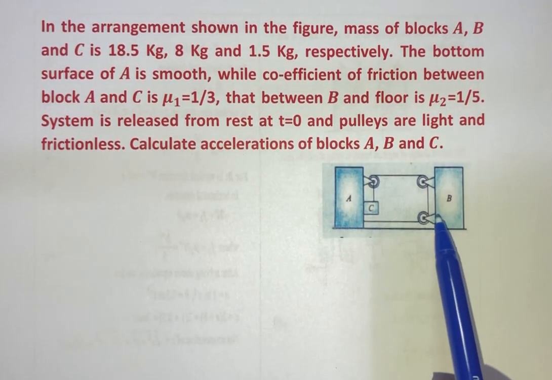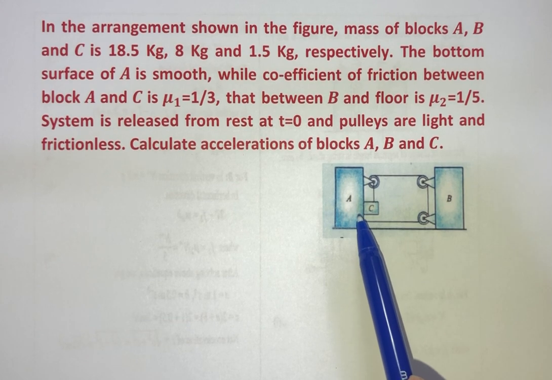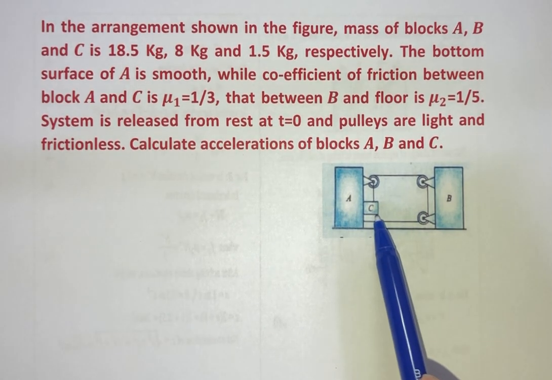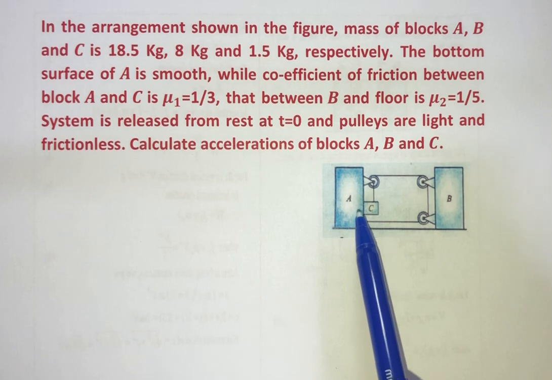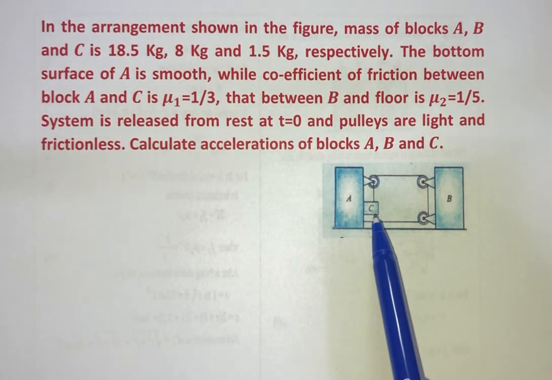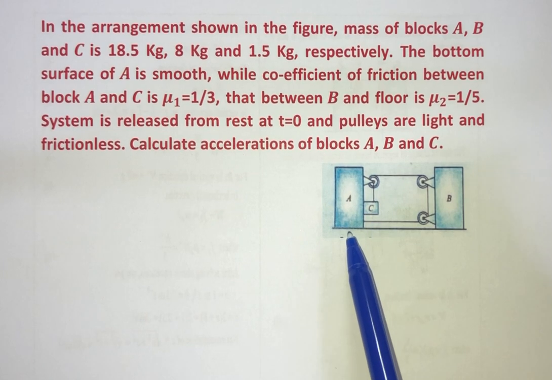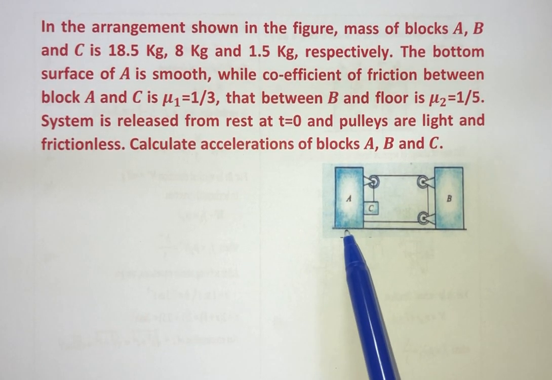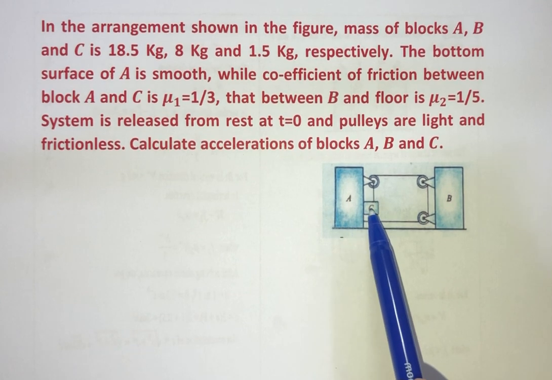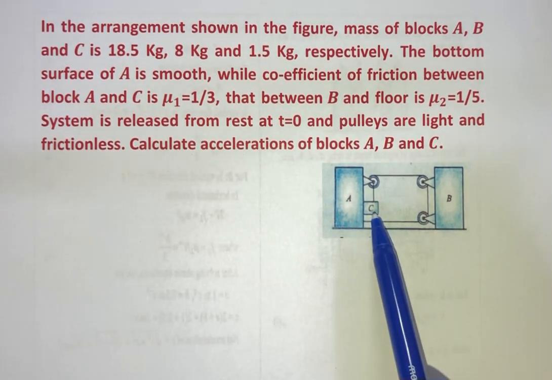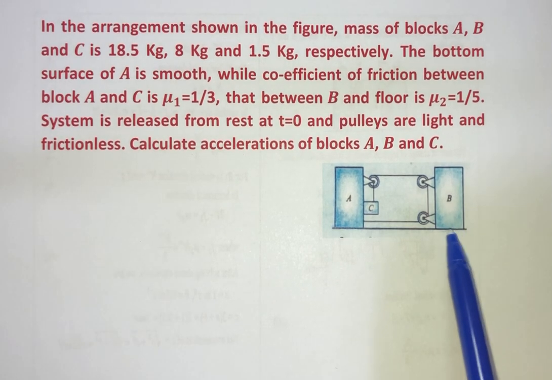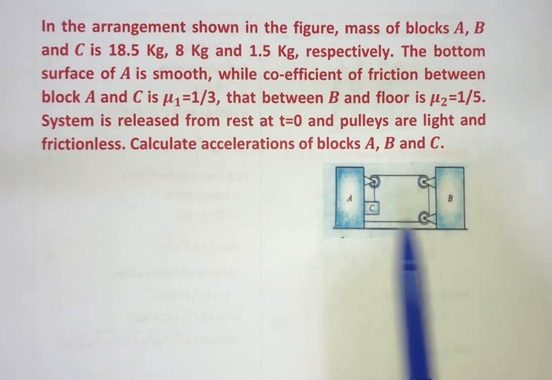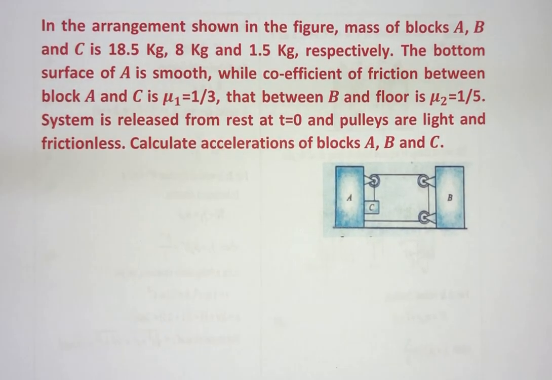So this is the figure. We have three blocks A, B and C, and the mass of A is 18.5, of B is 8 kg and of C is 1.5 kg. There is no friction between A and the surface, whereas the friction coefficient between A and C is 1/3, and between B and the surface is 1/5, and we are going to find out the acceleration of the respective blocks.